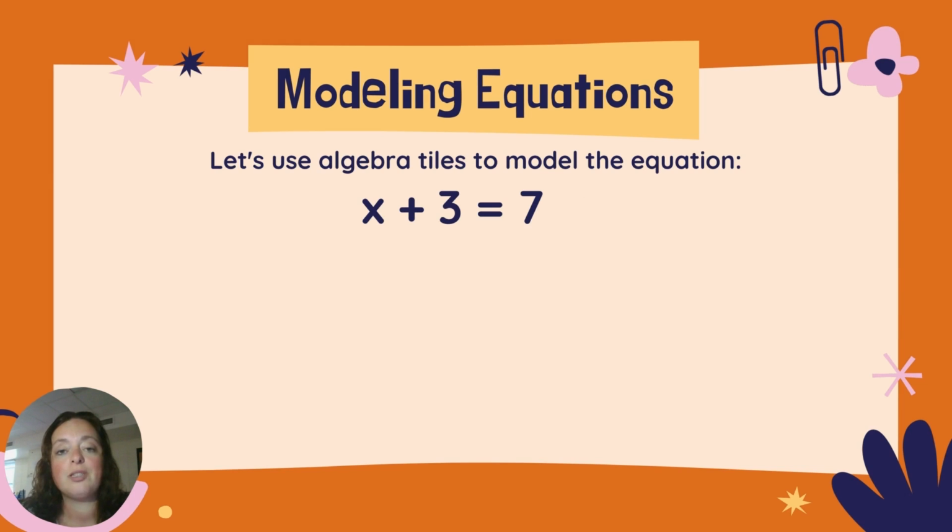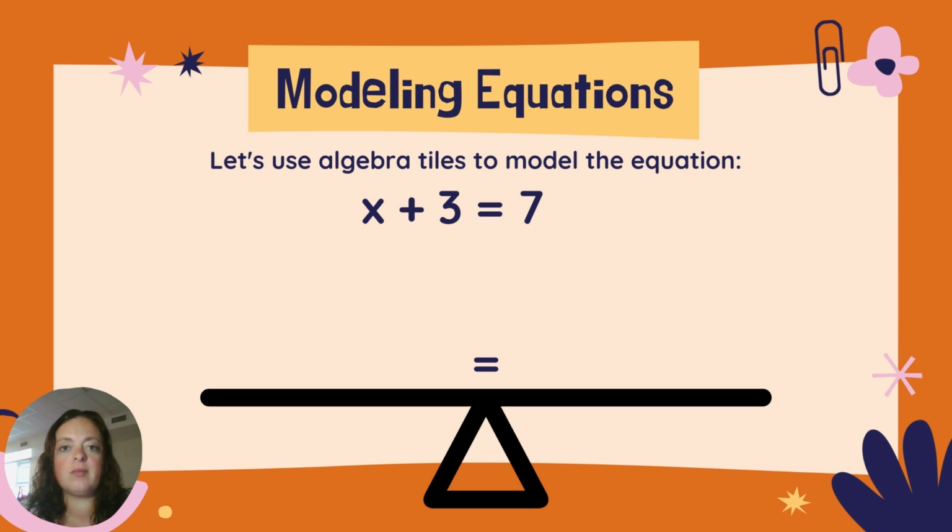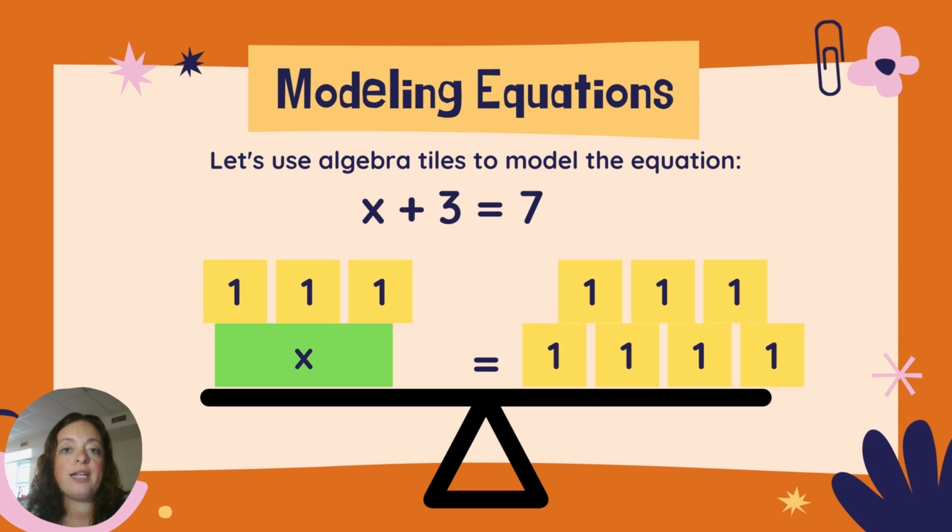Example 1, x plus 3 equals 7. We'll start by placing a balance in the middle. The balance represents the equality of the equation. The left side and the right side have to be equal to each other for the equation to be true. We can start by placing an x tile on the left side of the balance. Then we'll add +3. And on the right side of the balance, we'll put +7.